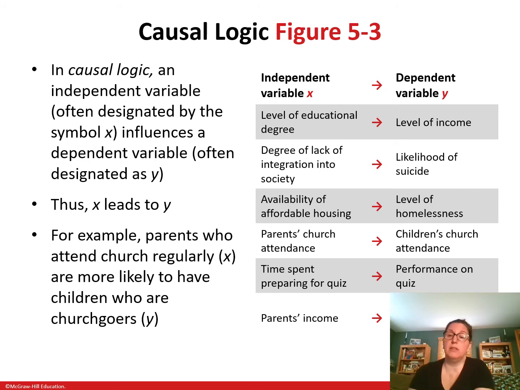What availability of that? Is there affordable housing? And what level of homelessness exists? Is there a relationship there? Parents' church attendance. How much does that influence children's church attendance? This one I did already mention, the time spent preparing for a quiz and your performance on that quiz. You know, the less time you study, the lower your quiz score. The more time you study, the higher your quiz score. And then the last one is parents' income and a child's ability to go to school. So these are just additional examples in your text.